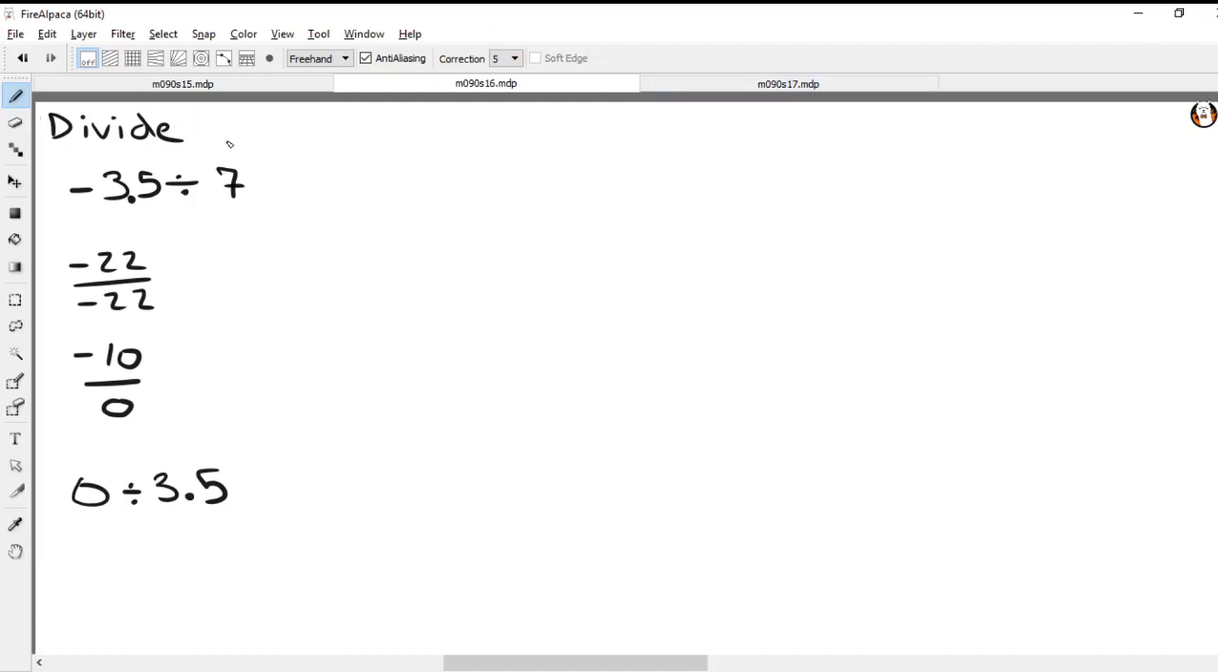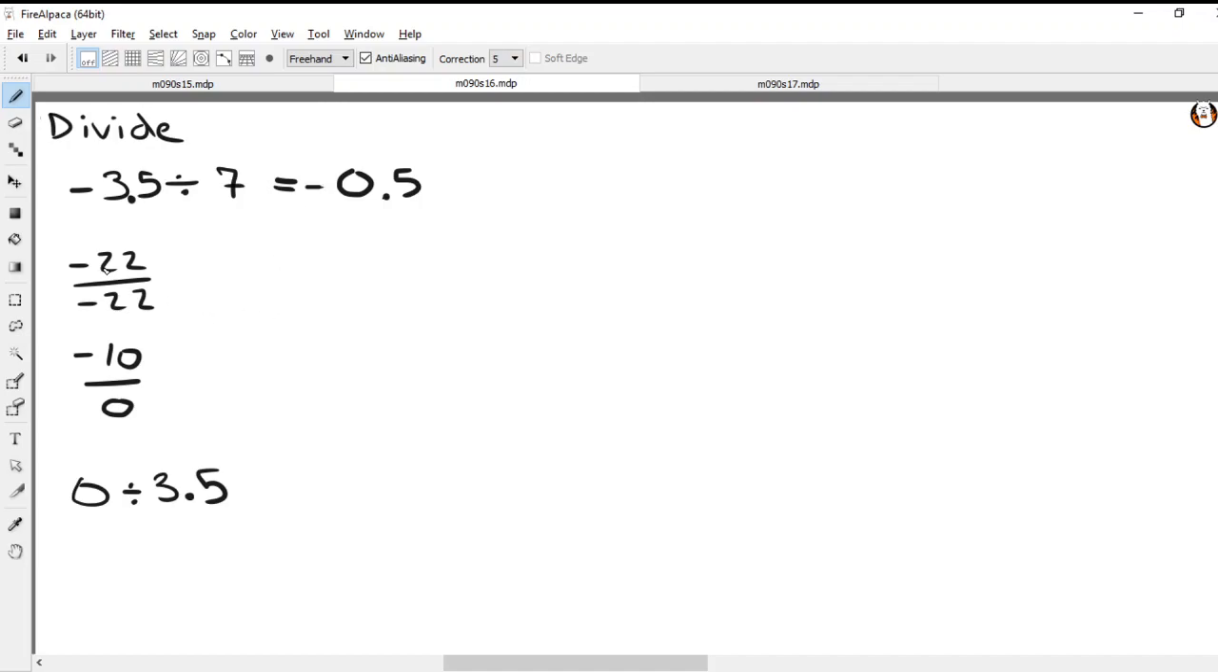Starting with this one right here, negative 3.5 divided by 7. This is how many times 7 goes into 35, which is 5. It needs to be in that decimal spot, and it needs to be negative.